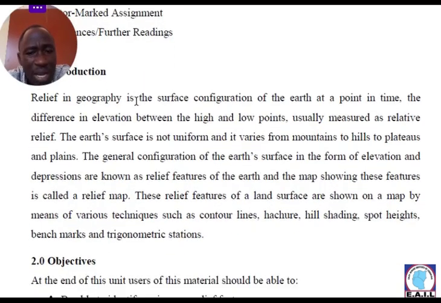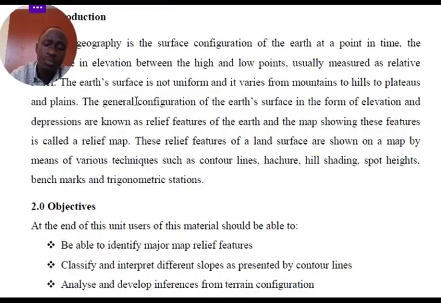And here you are going to be looking at the relief features of the land surfaces and how they are displayed on the map by means of various techniques that you can use, such as line contours. Then we are going to be looking at the hill shadings, and then look at what we call the spot height or the trigonometric stations, and also look at what we call the benchmarks. So those are the areas that will be helping us to describe the relief.